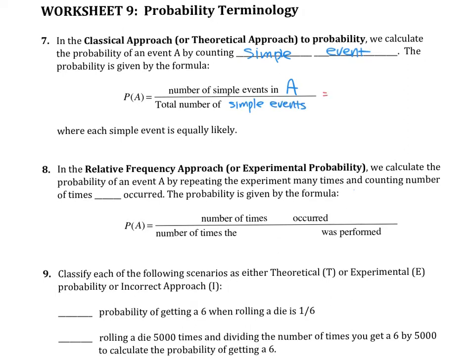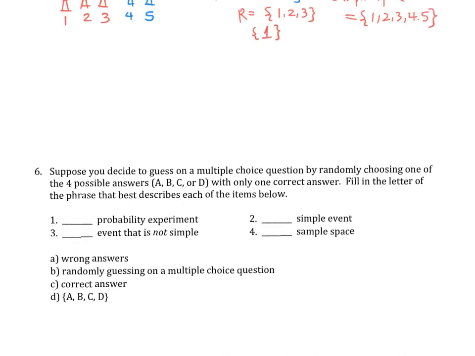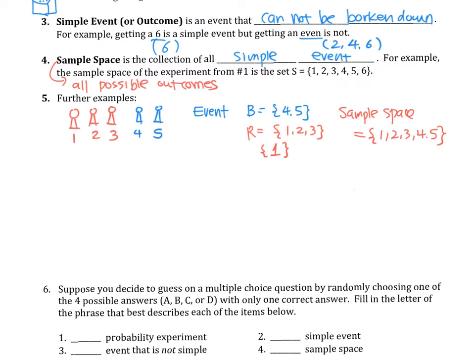Basically, I can interpret this as how many are in A on top, and the bottom, how many are in the sample space S. So if I were to go back here with my red student and blue student example, if the question is, what's the probability I'm going to pick a blue student?